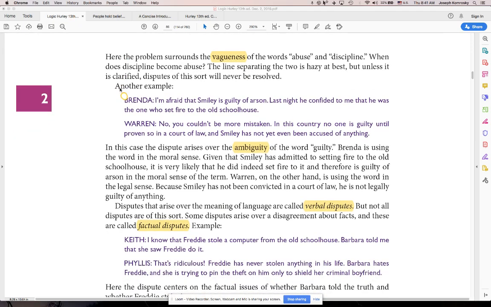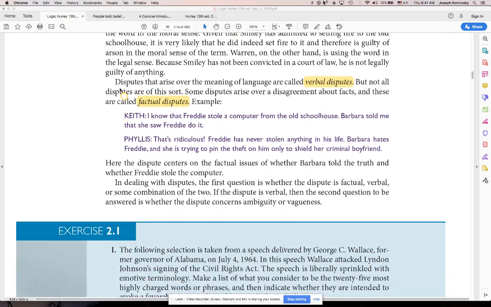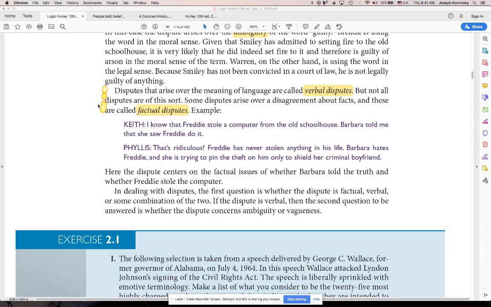So with these distinctions in mind, as part of your homework that you may have, Hurley will say a verbal dispute, when two people are talking, is a dispute that arises over the meaning of language. And in a verbal dispute, you're going to have a term that's vague or ambiguous. That's a verbal dispute, right? A factual dispute is a dispute or disagreement about facts or information.